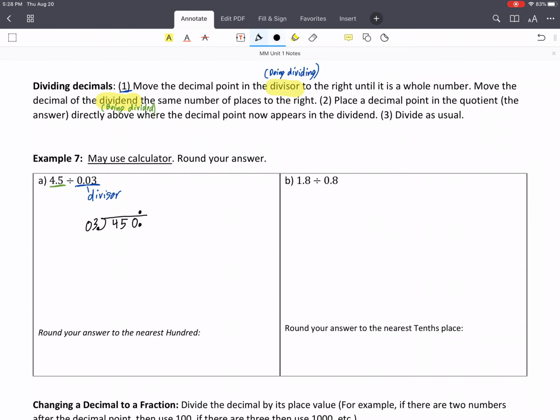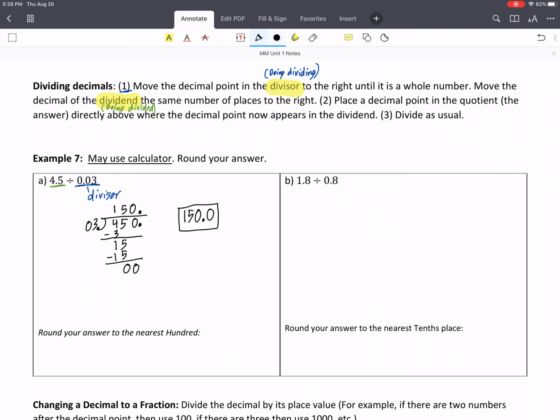So now we take 3, how many times does it go into 4? 1 time. Then we subtract 3. We get 1. Bring that 5 down. Now how many times does 3 go into 15? That'd be 5 times. So we subtract 15. We get 0. Okay? Awesome. So then now we know our answer. We're done. So our answer would be 150, and then we can put our decimal. We can put 0.0. That's fine. So that would be our answer.